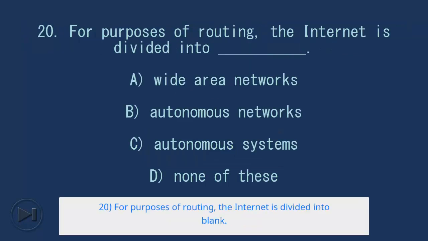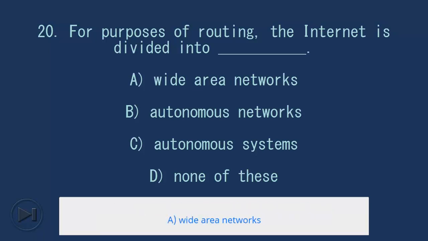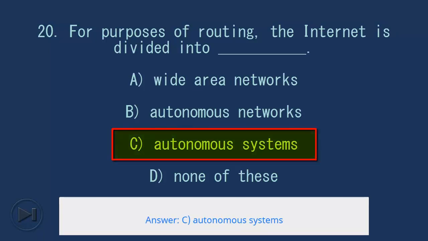20. For purposes of routing, the Internet is divided into blank. A, wide area networks. B, autonomous networks. C, autonomous systems. D, none of these. Answer, C, autonomous systems.